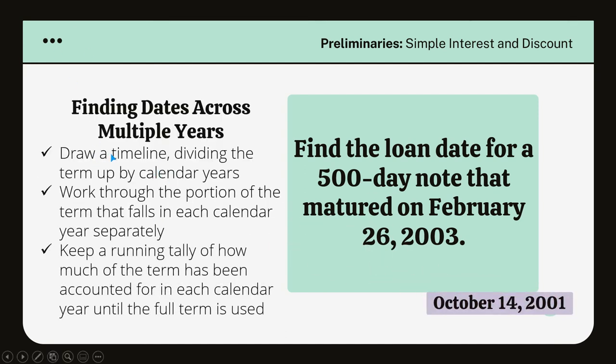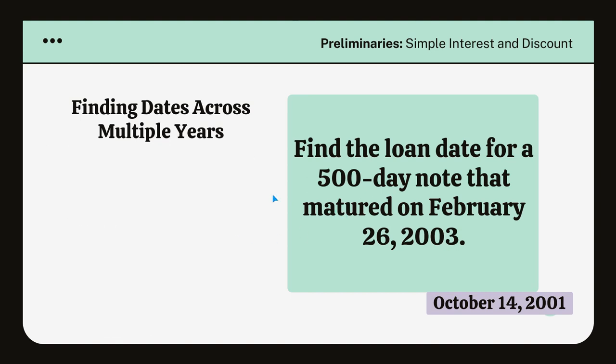So here it is. You have to draw a timeline dividing the term up by the calendar years. Now work through the portion of the term that falls in each calendar year separately, and then keep a running tally of how much of the term has been accounted for in each calendar year until the full term is used. Ang ibig lang niya sabihin, we're gonna go backtracking and backtracking each year hanggang sa maubos natin yung 500 days, hanggang sa makita natin kailan magfo-fall yung last day of that 500 days. And with that, eto tayo.